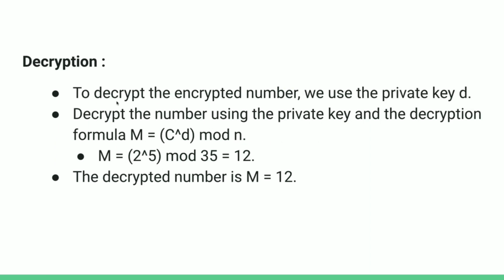Decryption. To decrypt the encrypted number, we use the private key D. Decrypt the number using the private key and the decryption formula m = C^D mod n. So m = 2^5 mod 35, which is equal to 12. So the decrypted number is m = 12.